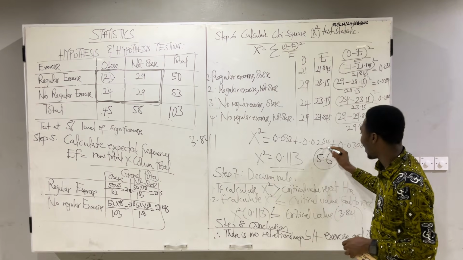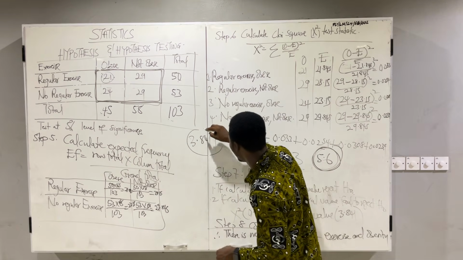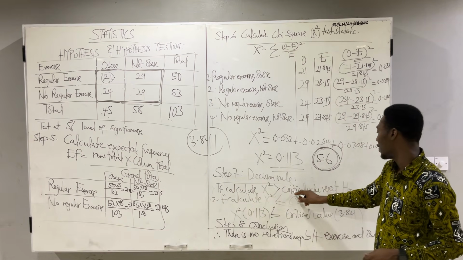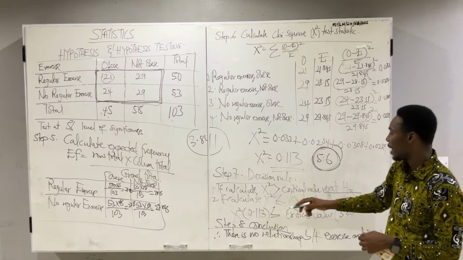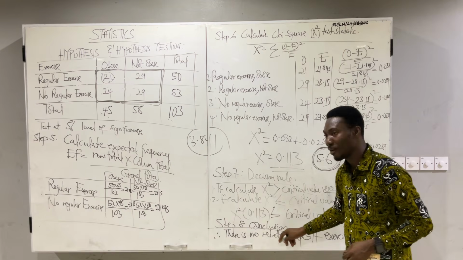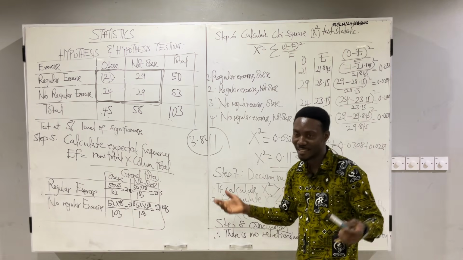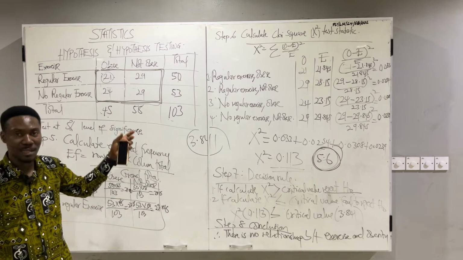So assuming our answer was 5.6, 5.6 is greater than the critical value, so we fulfill decision rule 1. If calculated chi-square is greater than critical value, reject H0. That means we go in for the alternative. Then in the conclusion you write, therefore, there is a relationship between exercise and obesity. So this brings us to the end of the chi-square test in statistics. Thank you.